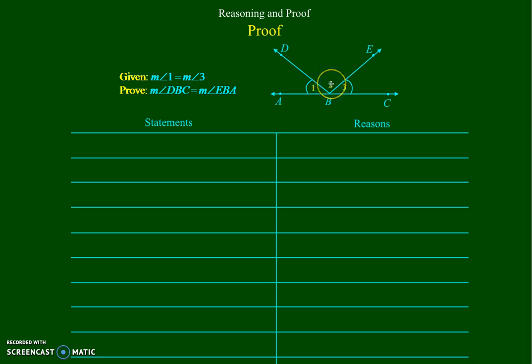So I should be able to say, well, if angle ABE is made up of 1 and 2, and DBC is made up of 3 and 2, and I know that angle 1 and angle 3 are the same, I might be able to do some sort of substitution to replace the 3 with a 1 or the 1 with a 3, and I will have angle 1 equals angle 3 for both of these angle measures. So that's a general idea for what I'm going to try and accomplish here.